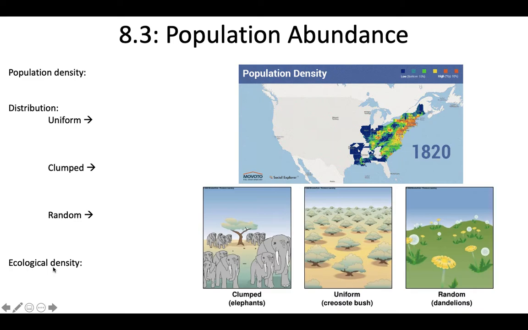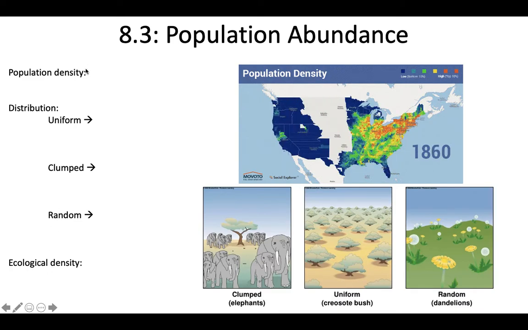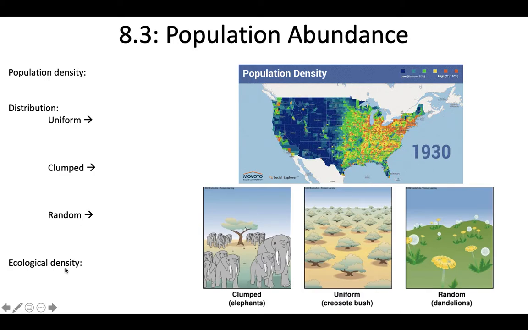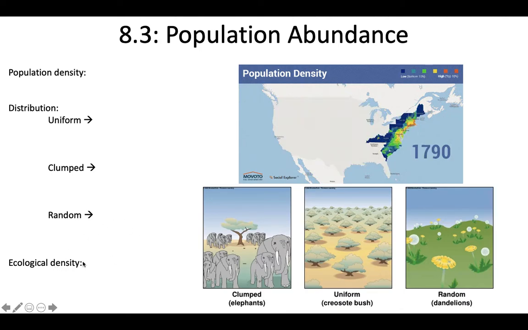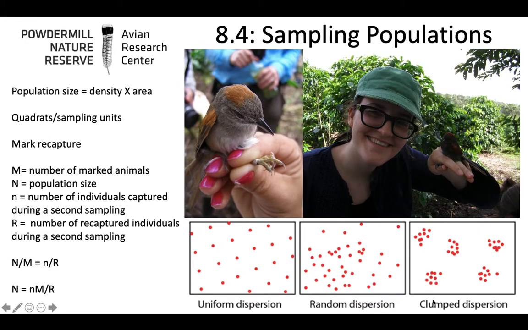And then ecological density, in comparison to population density, is the number of individuals per unit of available living space. But even though this is a more realistic measure of density, it's very hard to quantify, and so it's very rarely measured. Now let's talk about how to sample populations in the wild to do a study of ecology. Population size is the density of individuals per area, multiplied by the area that they occupy.